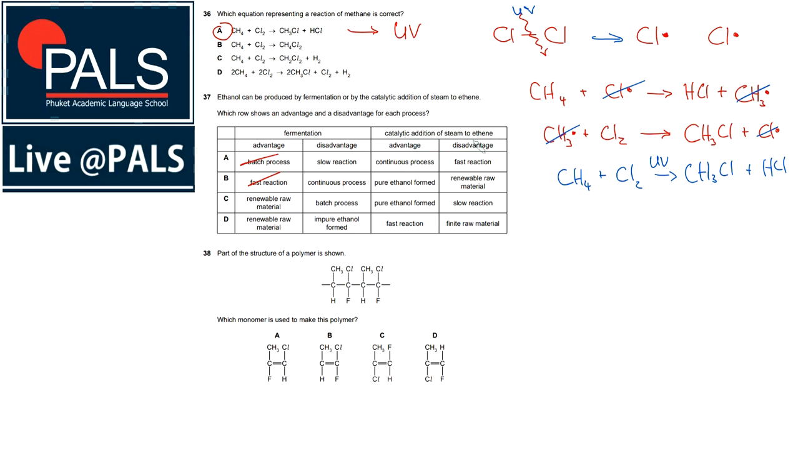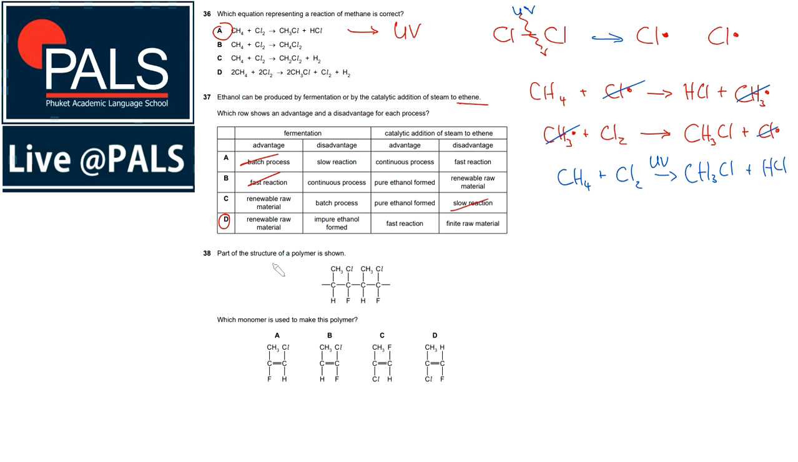So catalytic addition of steam, an advantage. Both of these are correct as well. Pure ethanol is formed and it's a fast reaction. A disadvantage, that is wrong. So they are finite raw materials are used. Why is that? Because ethene, an alkene, is produced from fossil fuels, so it's a finite raw material. Because fossil fuels are finite, they're non-renewable. So therefore D is the correct answer.